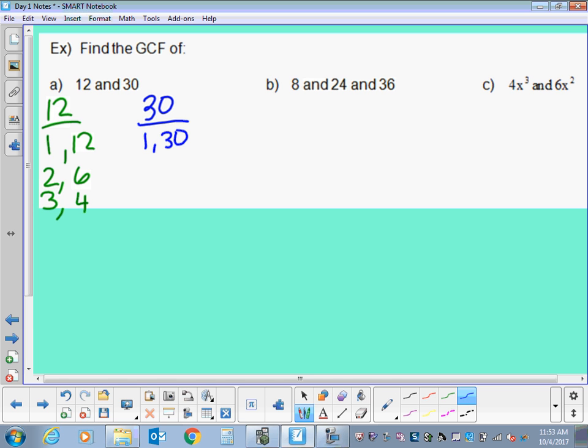All right, for 30, I have 1 and 30. What else? Let's go in order. 2 and 15. Does 4 work? No, I don't think so. 5 and 6. Is that it? Yep. So based on these two numbers, what's my greatest common factor? 6. 6 is the largest that is in both sets of numbers. So the GCF of 12 and 30 is 6.